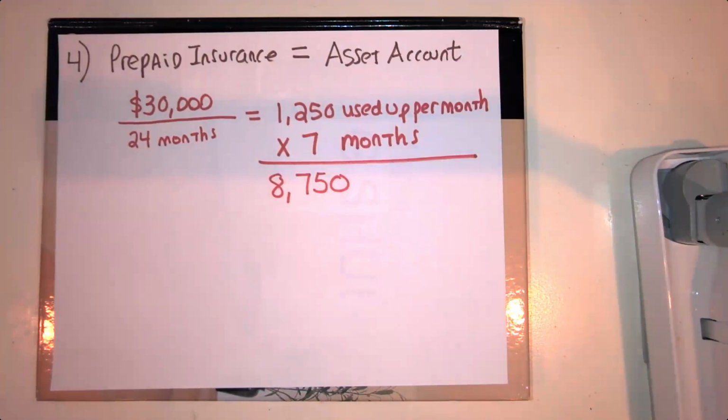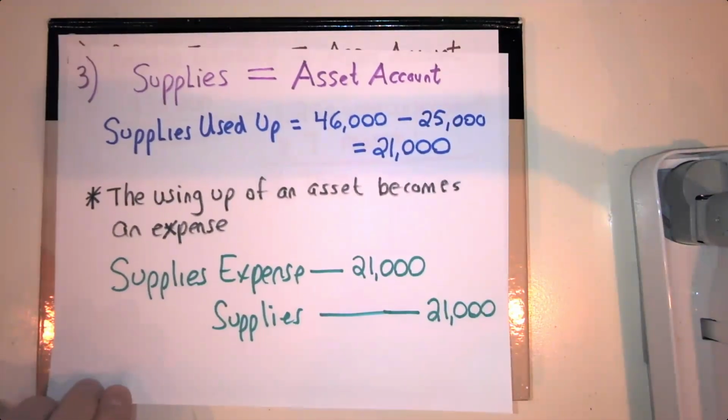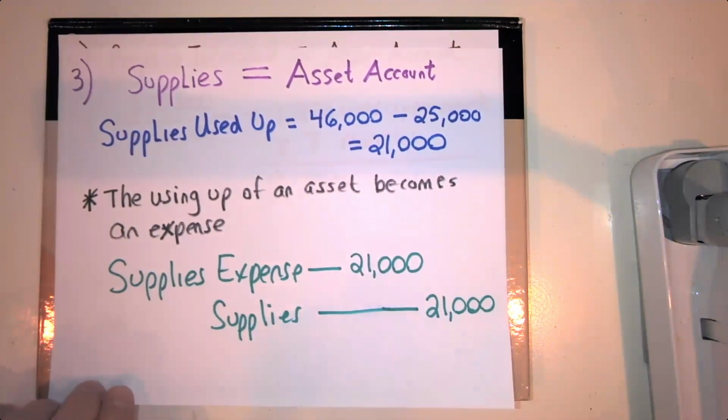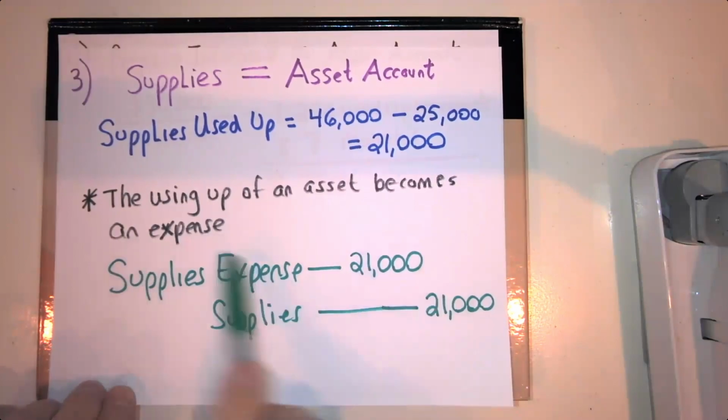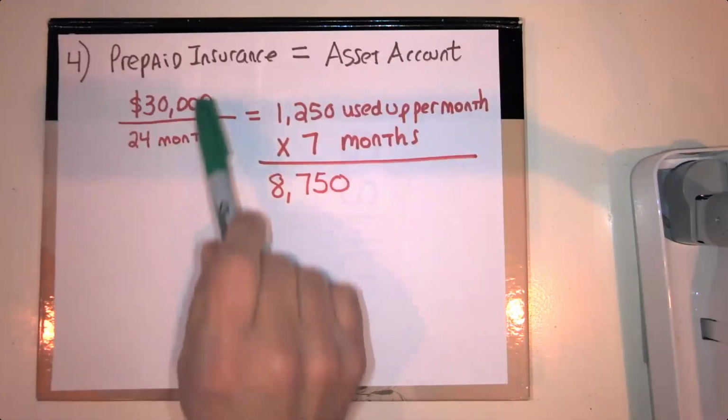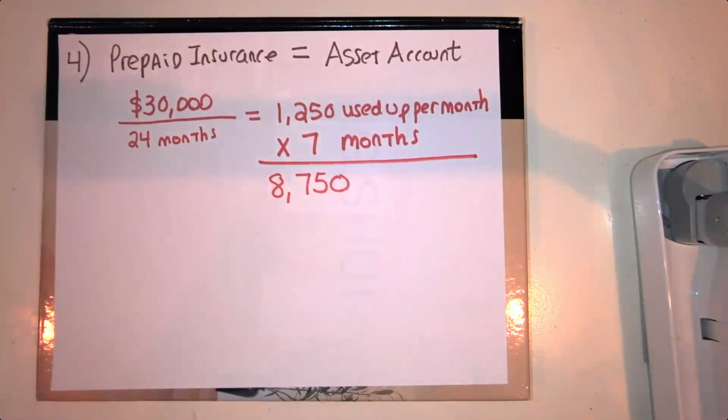It is essentially the exact same thing that we did in number 3. We are using up an asset. In number 3, we were using up supplies, so it became supplies expense. Number 4, we're using up prepaid insurance, so it becomes insurance expense.